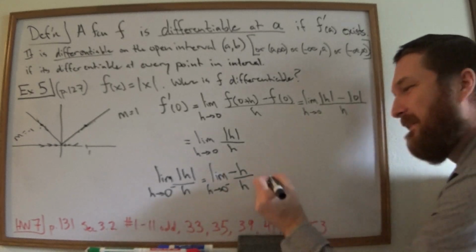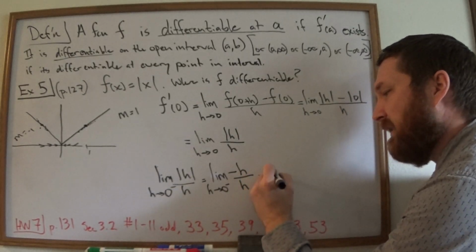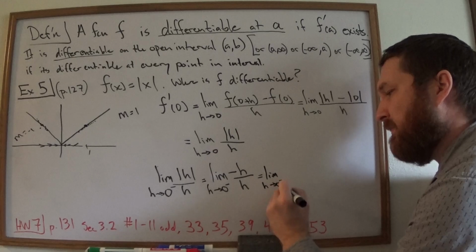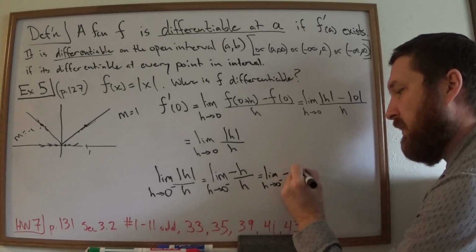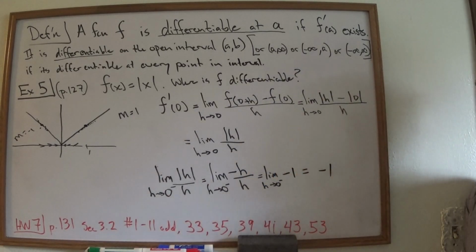That's how you do it, right? And so this works out to be the limit as h goes to 0 from the left of negative 1, which is a constant, and so it's just negative 1.